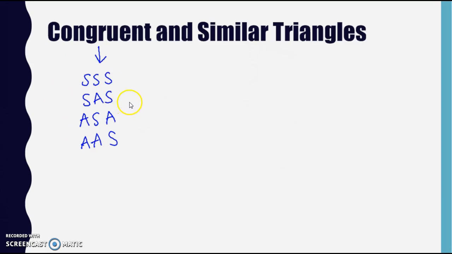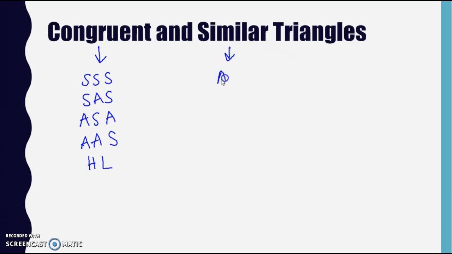And there is one time that we are allowed to have two sides and the non-included angle. Obviously, that's going to be our bad word, so we don't use it except for when it's a right triangle, and then we switch it to hypotenuse leg. So if I know the hypotenuse of a right triangle and I know the leg of a right triangle, I automatically know the third side because of the Pythagorean theorem. So the triangles have to be congruent. So if I know that it's a right triangle and hypotenuse and leg, it's got to be congruent.